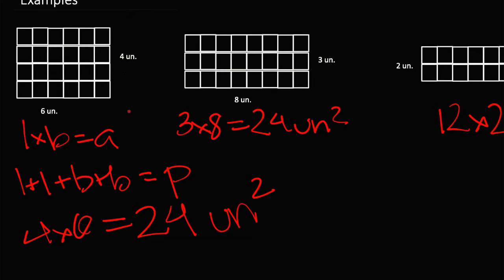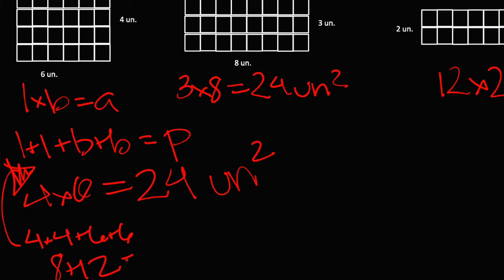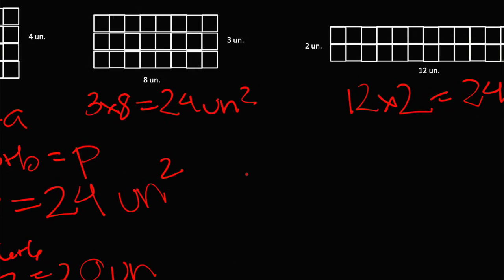Well, let's find out. We're going to be adding all of them together to figure it out. We're going to do 4 plus 4 plus 6 plus 6, because that's the formula for perimeter, like it said up here. 4 plus 4 is 8, 6 plus 6 is 12. 8 plus 12 is going to be 20. So we know that our perimeter is 20 units. So let's check the next one. We know that 3 plus 3 plus 8 plus 8. 3 plus 3 is 6, and 8 plus 8 is going to be 16. 16 plus 6 is 22 units.